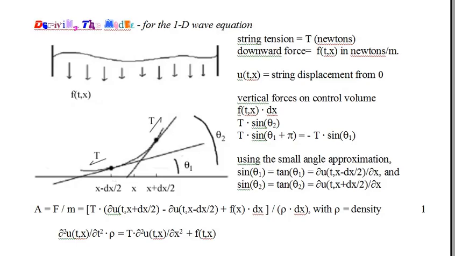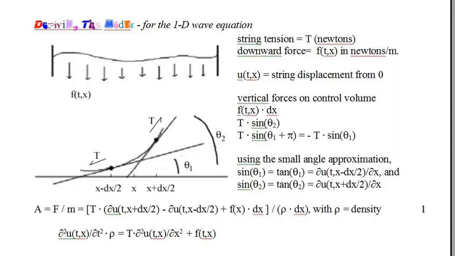We assume that the angles theta 1 and theta 2 are small, and so we can use the small angle approximation that the sine of theta 2 equals the tangent of theta 2, which equals the spatial derivative of u at x plus dx over 2, and the sine of theta 1 equals the tangent of theta 1, which equals the spatial derivative of u at x minus dx over 2.